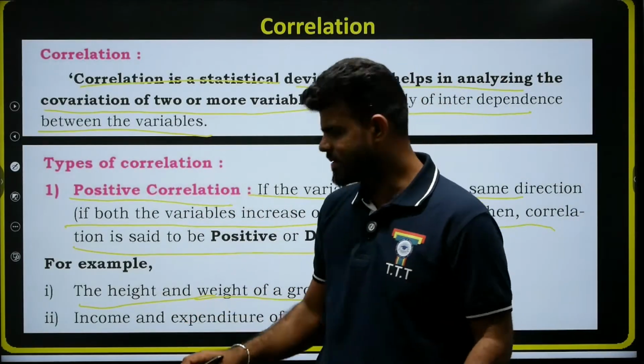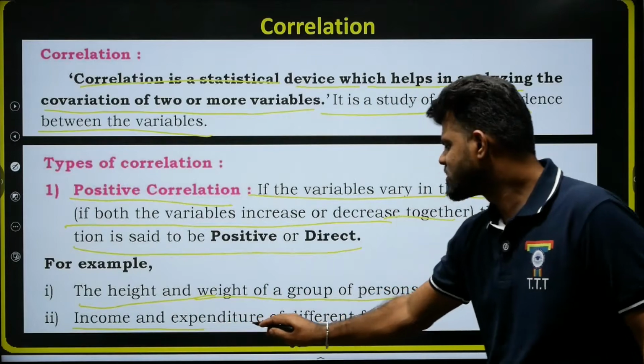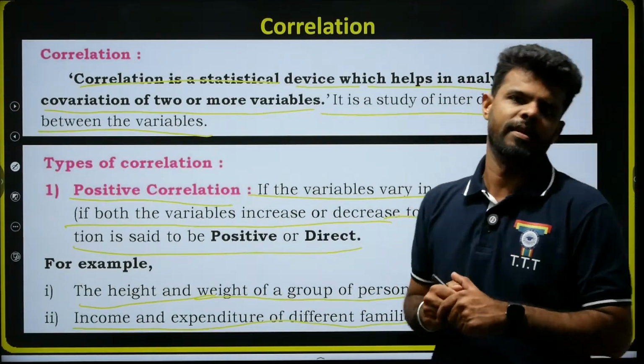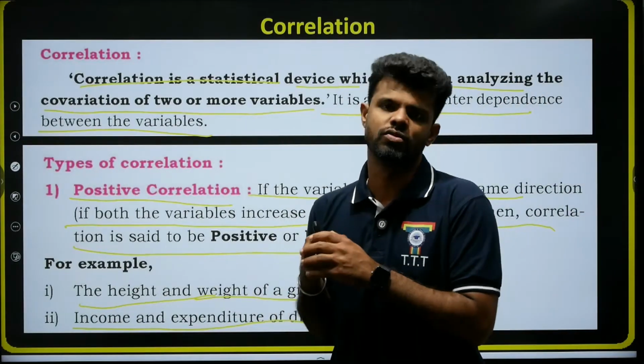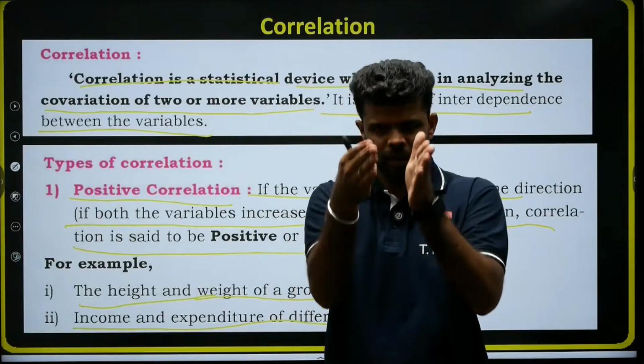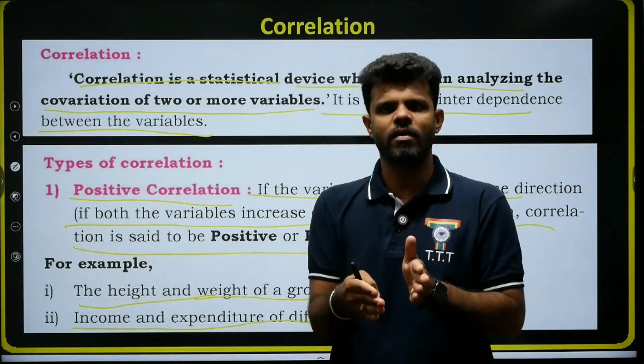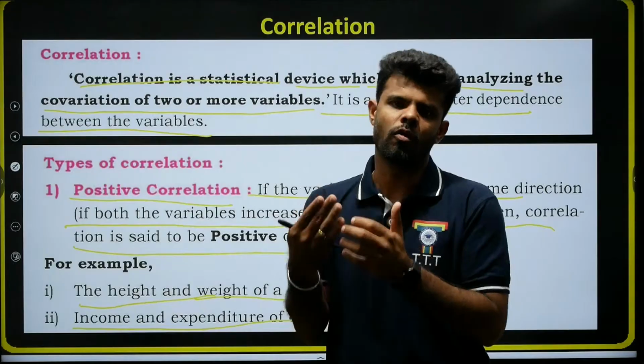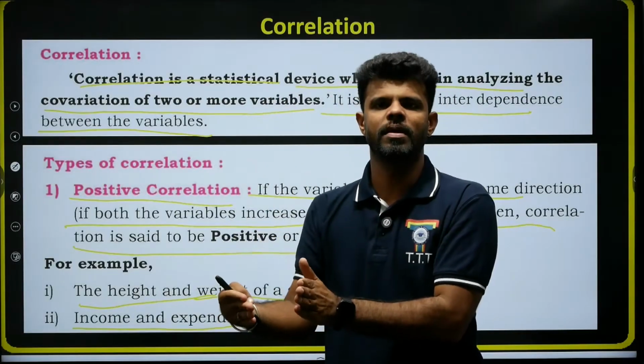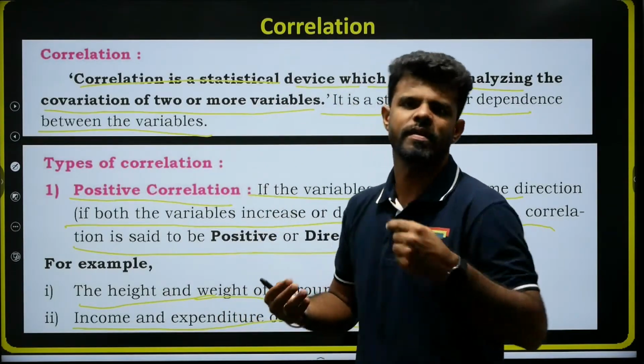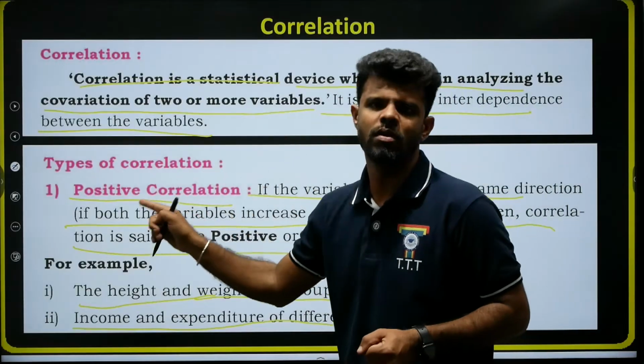Similarly, one more example is income and expenditure of different families. If the income increases, obviously the expenditure of a particular family also increases. So that is also an example for positive correlation.